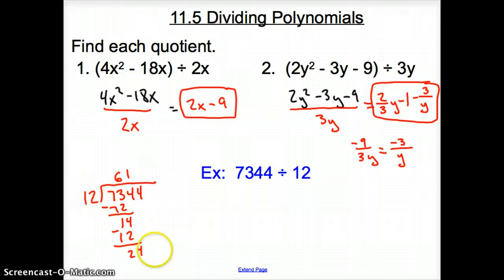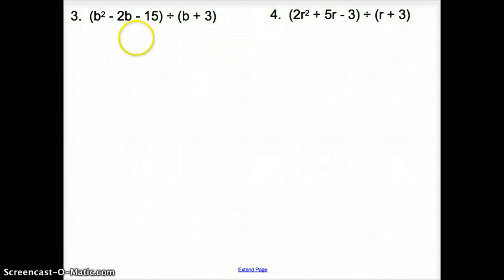Then what times 12 gives you 24? That's going to be 2. And so then we have 24 minus 24. That gives us 0. So we found our answer. You will have to apply those same steps to these following problems.